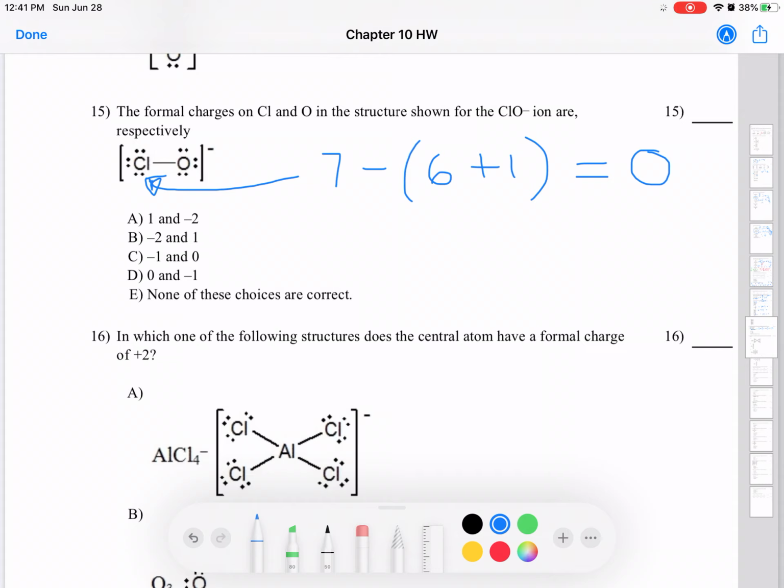What about oxygen? So for the oxygen, group number is 6 minus the number of bonds 1, number of electrons 6. 6 plus 1, 7. 6 minus 7, minus 1. So chlorine and oxygen are 0 and minus 1. Okay, I will stop here and then I'll start 16 to 23 in another session.